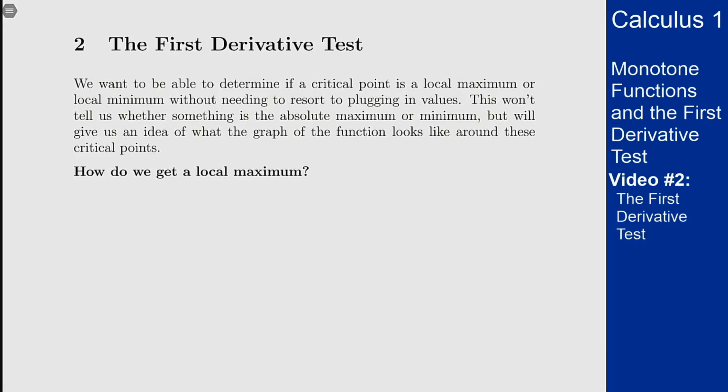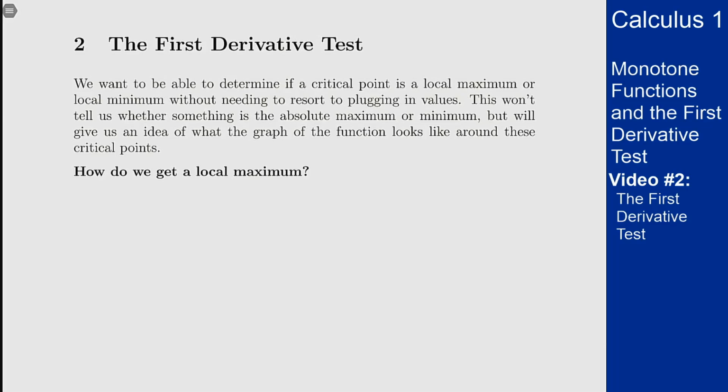In this video, we'll talk about the first derivative test for analyzing critical points. The point of this test is to figure out if a critical point is a local max or a local minimum without needing to plug in values, because that can't really tell you what's actually going on. The point is to figure out what the graph of the function looks like around these points so we can get into ideas of curve sketching, as well as determining what things look like near this point.